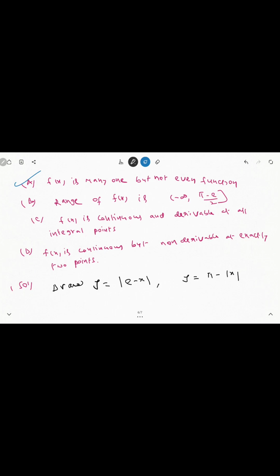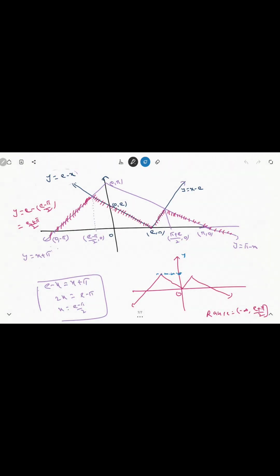Again, f of x is continuous and derivable at all integral points. So continuous, okay. But what about these points? Look at this, e minus pi by 2 is non-integer, and also not 0. It is not 0. Correct.